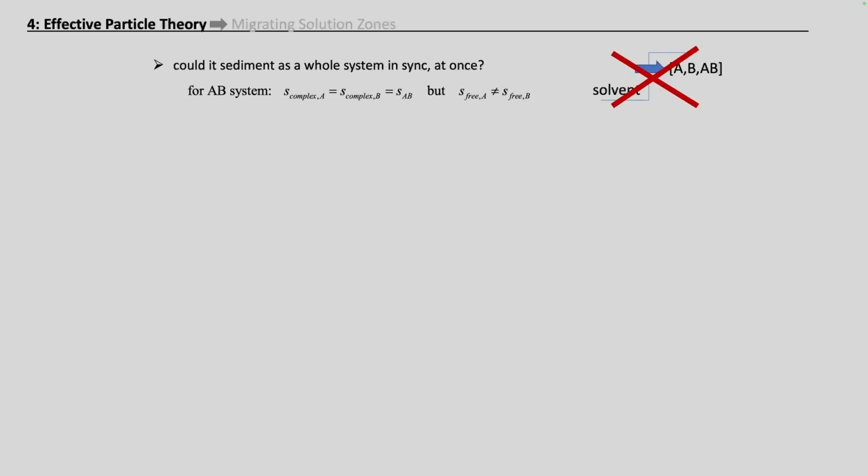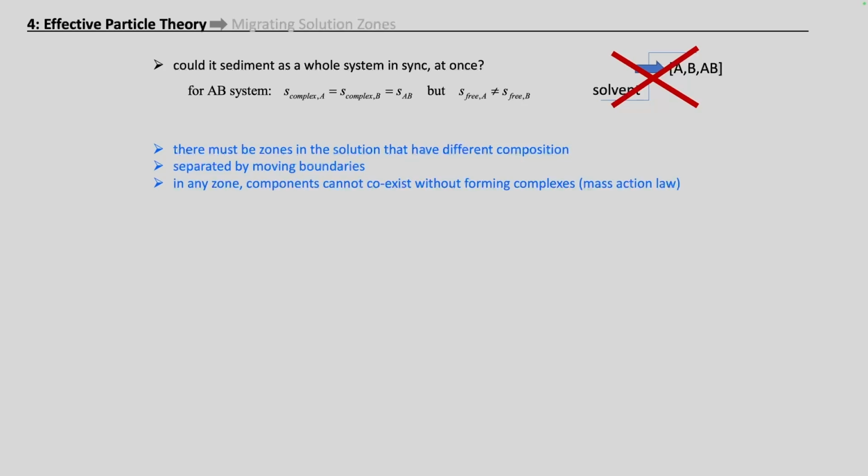Okay then, if they are not in sync, then there must be zones or volumes of the solution column that have different composition. And these zones are separated by moving boundaries because there are concentration steps that migrate. It is also clear that components in any zone cannot coexist without forming complexes because of mass-action law. And I think you will find it obvious also that the zones to the right must be the faster sedimenting ones, and so they must have more complexes and higher number of components. So could that be a possible species composition of zones for our AB system?